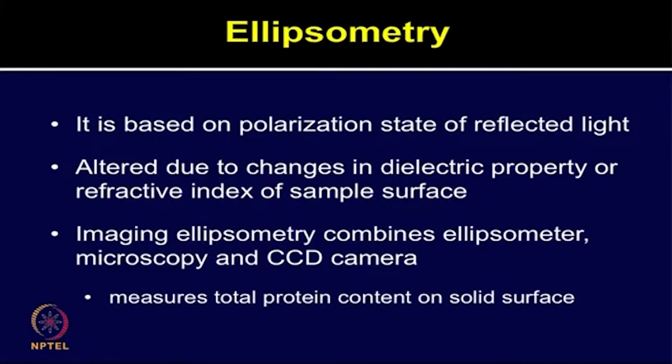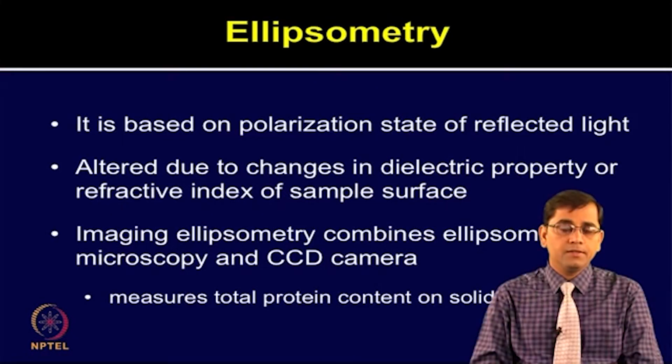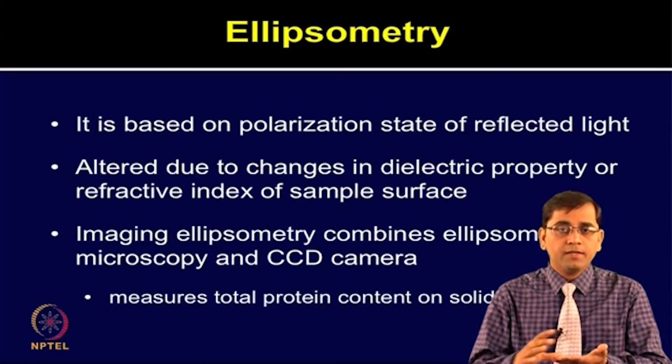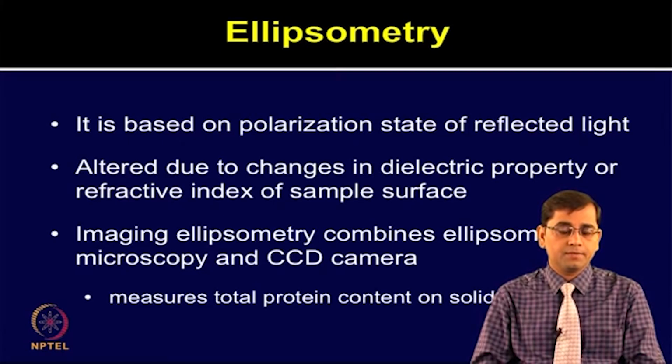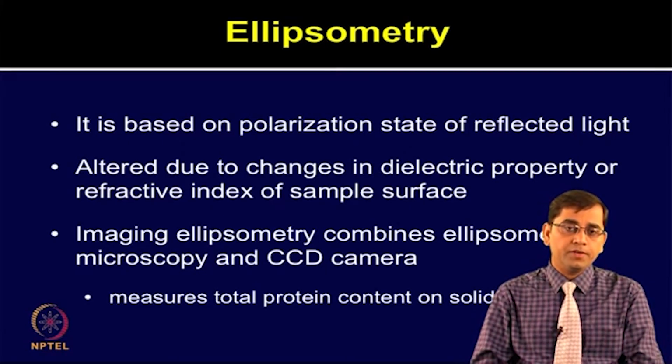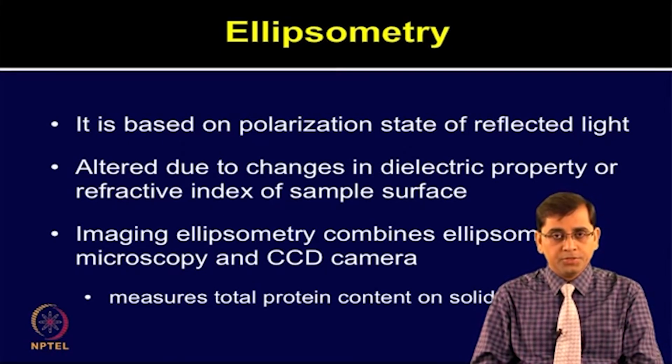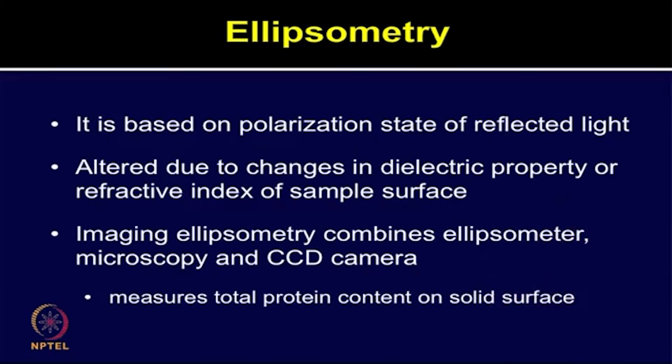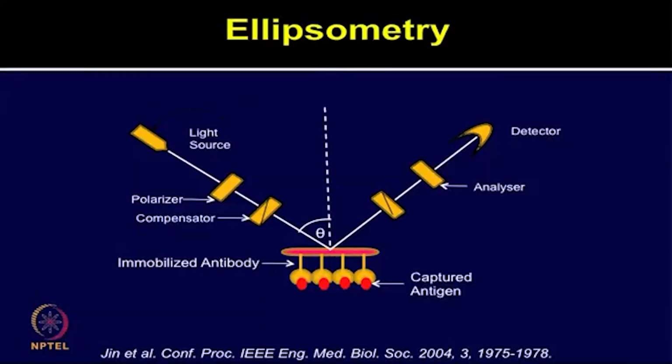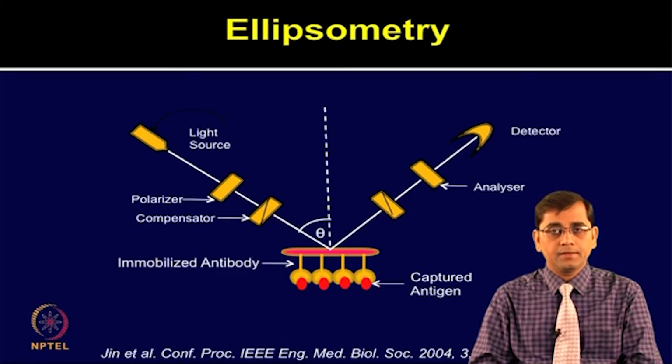Ellipsometry is based on the polarization state of the reflected light, which is altered due to the changes in the dielectric property or the refractive index of the sample surface. The imaging ellipsometry combines ellipsometer, microscopy and CCD camera, which can measure the total protein content on solid surface. In this slide, I have shown you a configuration for ellipsometry based label free technique.